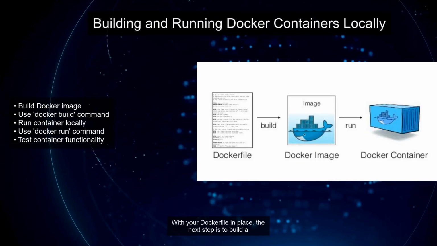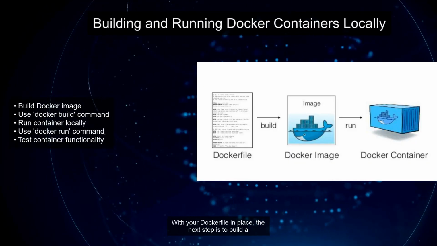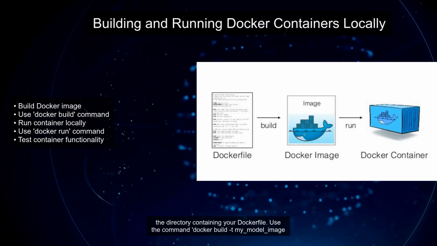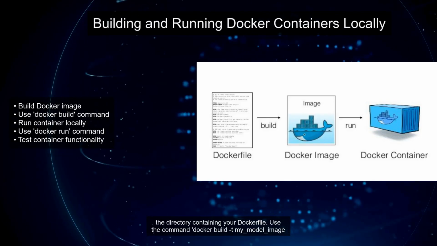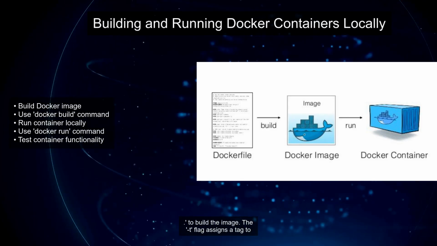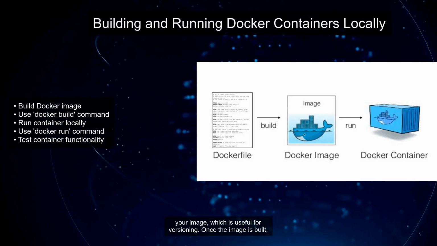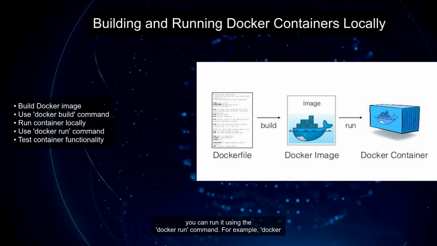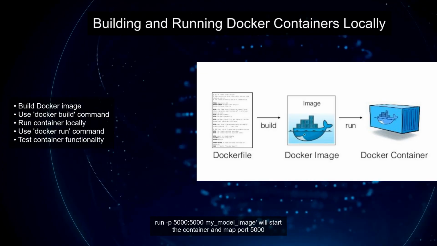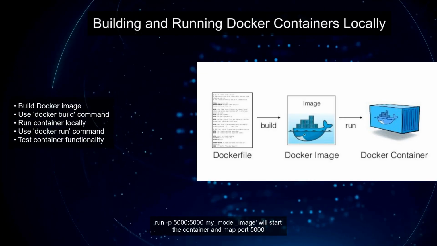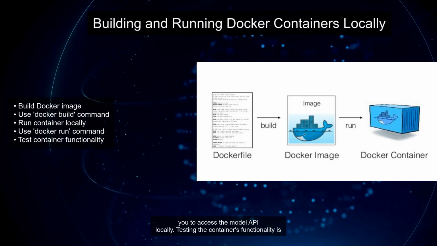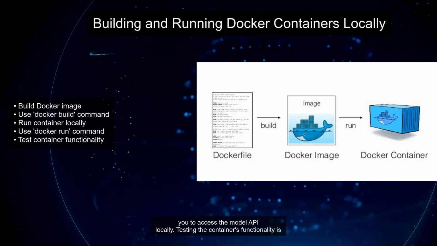With your Dockerfile in place, the next step is to build a Docker image and run it as a container. Start by navigating to the directory containing your Dockerfile. Use the command docker build -t my_model_image . to build the image. The -t flag assigns a tag to your image, which is useful for versioning. Once the image is built, you can run it using the docker run command. For example, docker run -p 5000:5000 my_model_image will start the container and map port 5000 on your local machine to port 5000 in the Docker container, allowing you to access the model API locally.